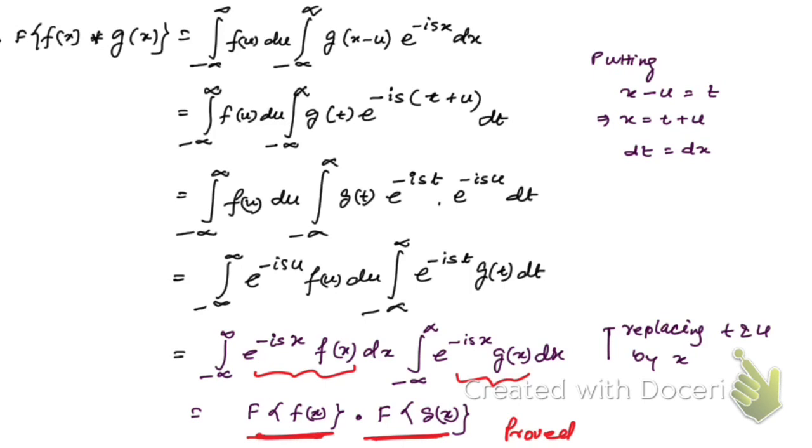Or you can add one more thing. As I have considered the Fourier transformation of small f of x as capital F of s, and the Fourier transformation of small g of x as capital G of s, it can be written this way too: it is equal to capital F of s into capital G of s. We can write this one as well.